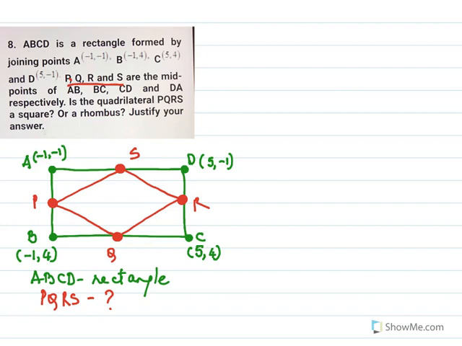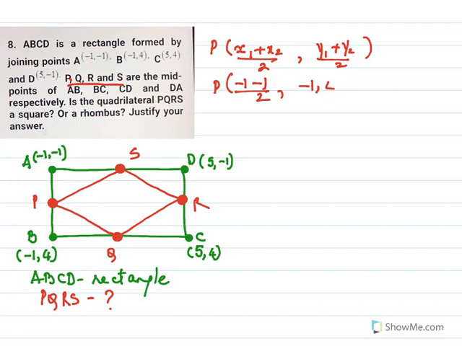First we are going to find the coordinates of P. To find the coordinates of P, we use the midpoint formula, (x1 plus x2) over 2 and (y1 plus y2) over 2. For P, it is minus 1 plus minus 1 over 2 and minus 1 plus 4 over 2, because P is the midpoint of AB. When you calculate this, the coordinates of P are minus 1 comma 3 by 2.